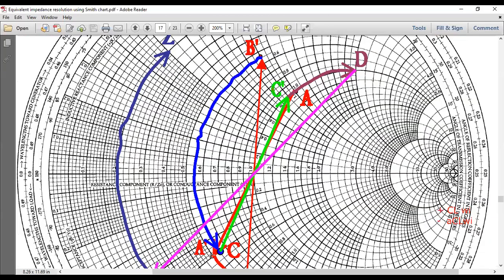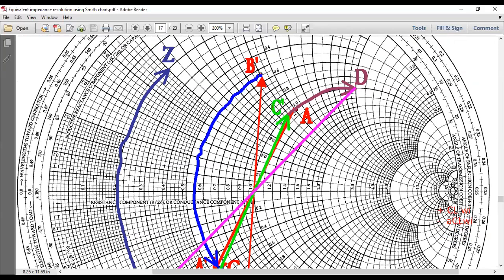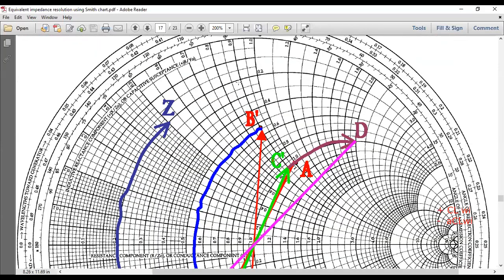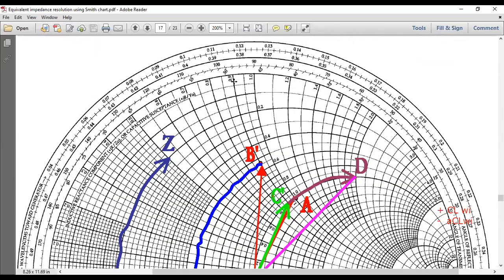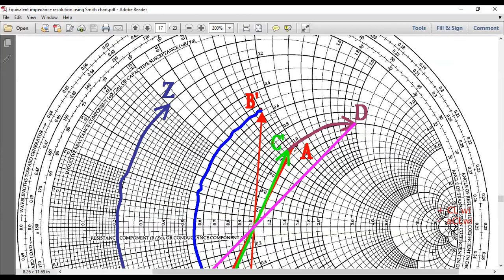1.4 is mentioned here, so we have to go 1.4 anti-clockwise. What is the point here? You just check how much this is. This is 0.9, B dash. So from here to here, when you come, it will be 0.9, and you have to go 1.4 anti-clockwise.